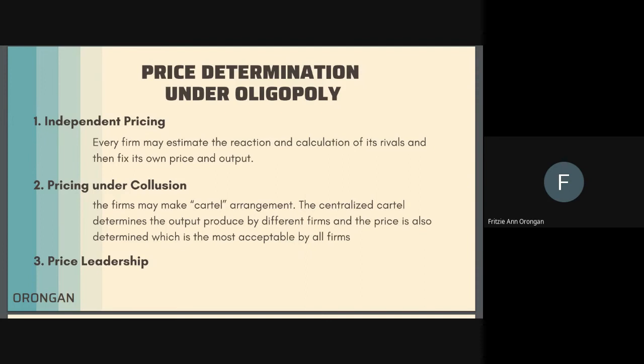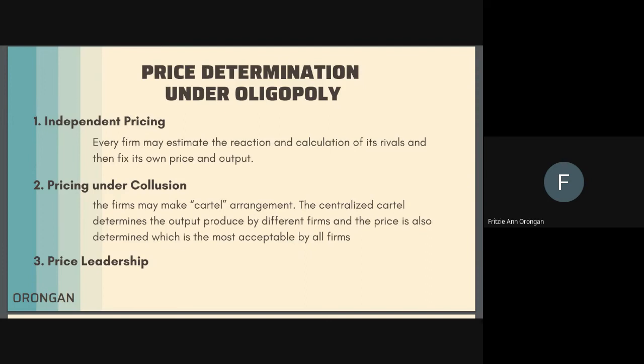Next is pricing under collusion. The firms may make cartel arrangements. What is a cartel? It is an association of independent firms within the same industry, and it follows common policies relating to price, output, sales, and profit maximization. Cartels may be voluntary or compulsory, open or secret, depending upon the policy of the government. The centralized cartel determines the output produced by different firms, and the price is also determined, which is the most acceptable to all firms.